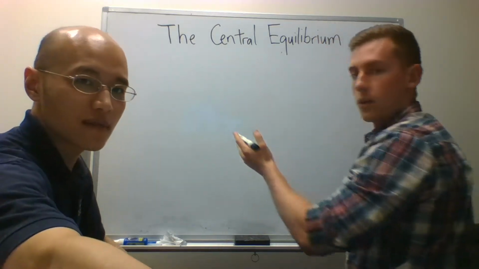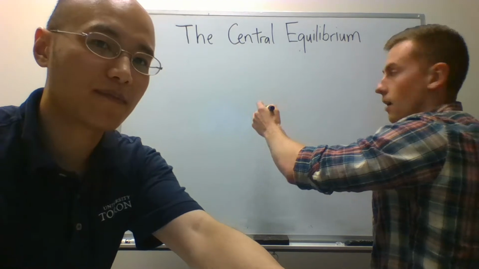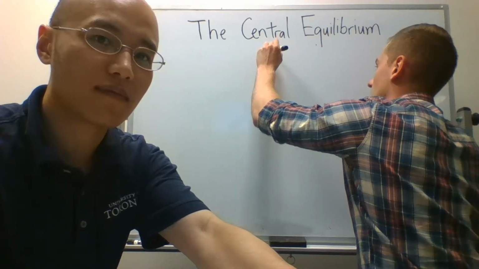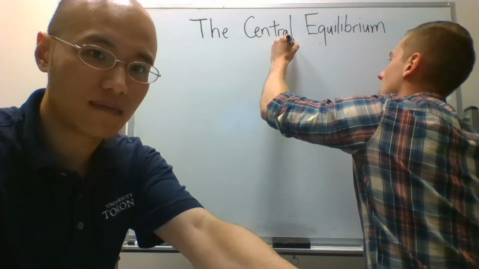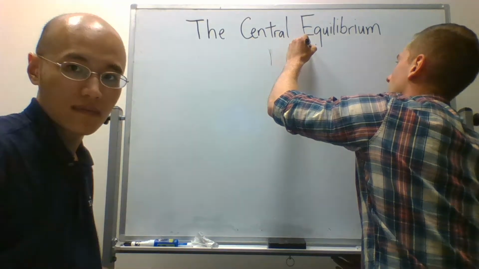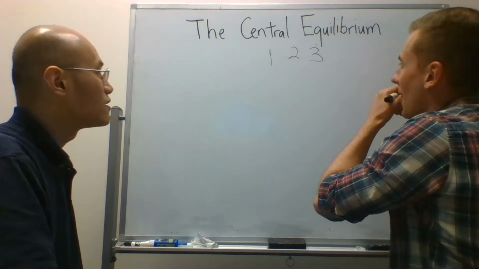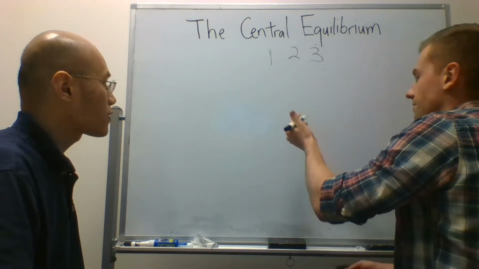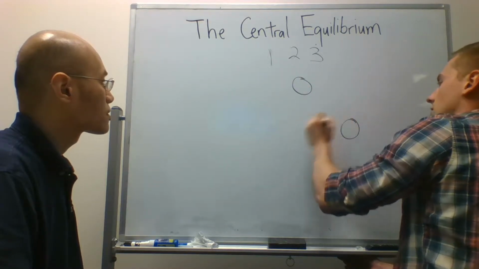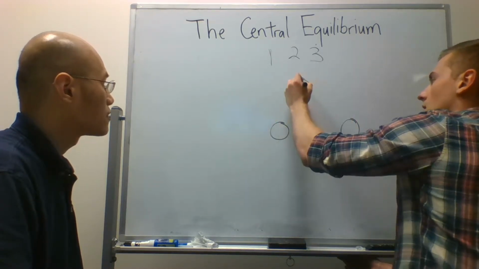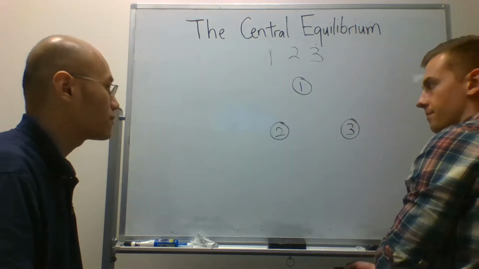So let's say we have a Markov chain, and it has 3 states. For simplicity, I'll just call them 1, 2 and 3. There's just going to be 3 states. If we want to, we can draw them, just as 3 circles: 1, 2, and 3.